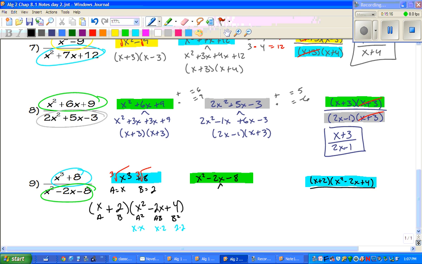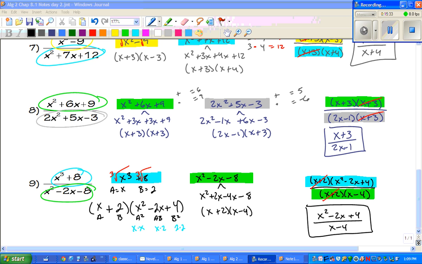All right? You guys are in charge of doing the green. Go ahead and pause the video and then see if you can finish out the problem. All right? Good luck. There you go. You should have gotten x plus 2 and x minus 4. And when you put everything together, our x plus 2s cancel out. And then we're left with x squared minus 2x plus 4 all over x minus 4.